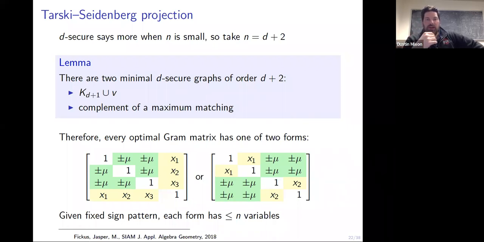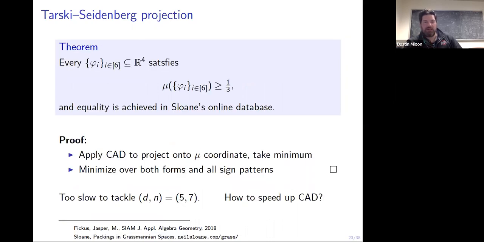If you want to get the most out of this theory, you look for when n is small relative to d. That's when you get the most edges in your contact graph. And we actually know the optimal packings when n equals d plus 1. So let's think about n equals d plus 2. In this case, the d-secure graphs take one of two forms. They look like this. And so for each form, you can scroll through all possible sign patterns of the coherence entries and perform a CAD query to see what the optimal coherences look like. And when you do that, you end up with this characterization of optimality.